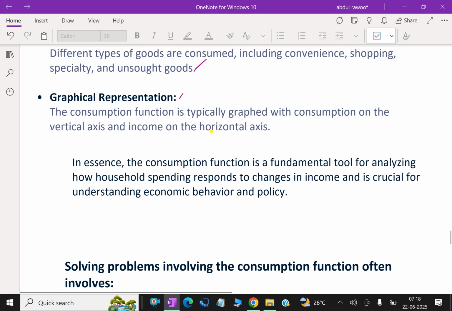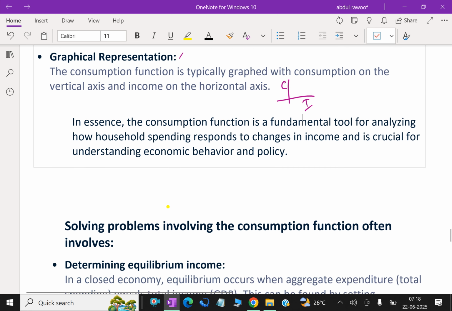Graphical representation. The consumption function is typically graphed with consumption on the vertical axis and income on the horizontal axis. On the horizontal axis, this is income, and this is consumption. In a sense, we can say the consumption function is a fundamental tool for analyzing how household spending responds to changes in income and is crucial for understanding economic behavior and policy.